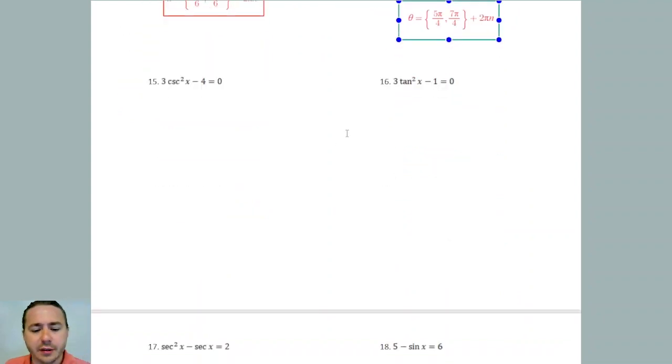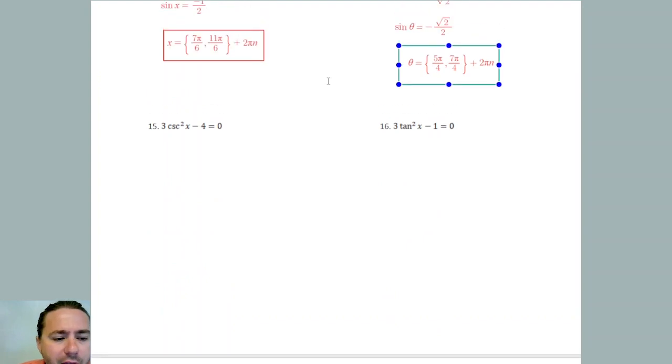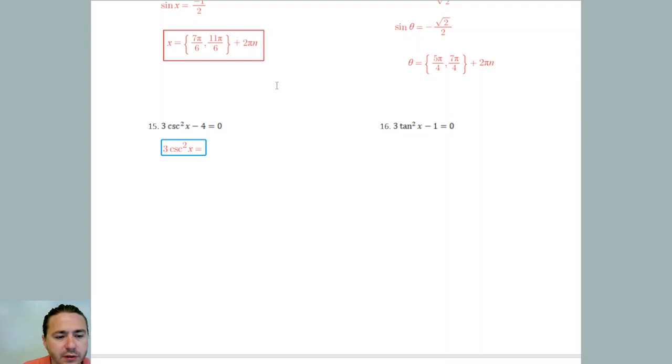Okay, number 15. Well, we only got a few left here, not too many left. 15, okay, so here we've got a reciprocal function that we need to reciprocate. So what we want to do here is we're going to subtract 4 from both sides, leaving you with 3 cosecant squared x equals 4. And then we're going to divide both sides by 3. So we're going to get cosecant squared x equals 4/3.